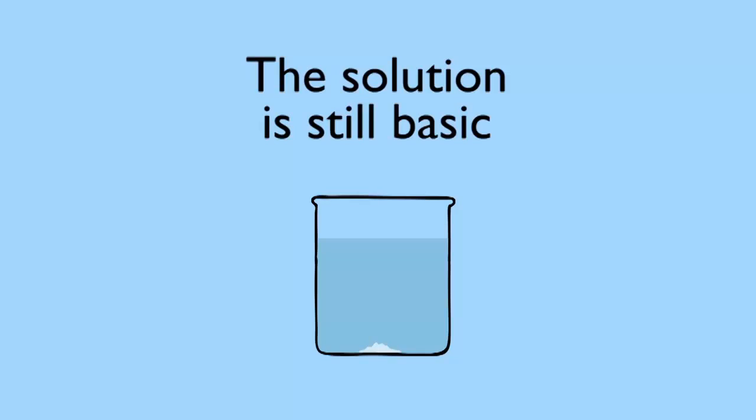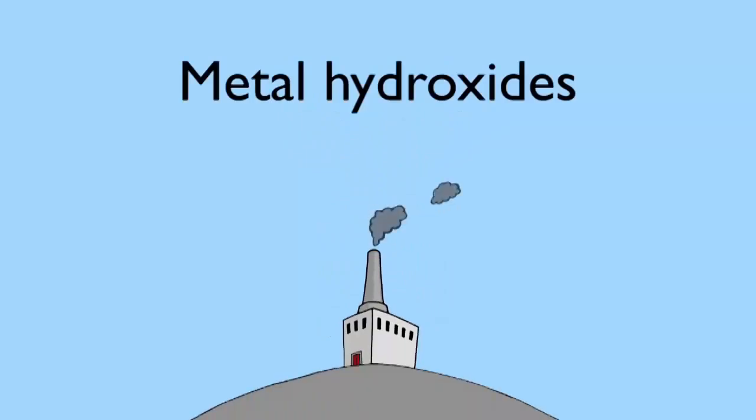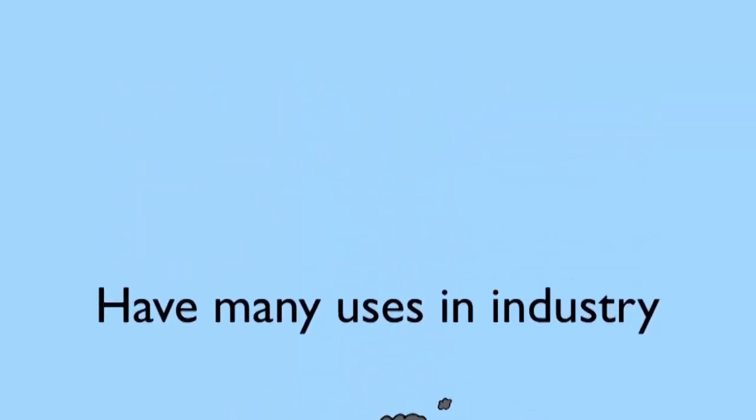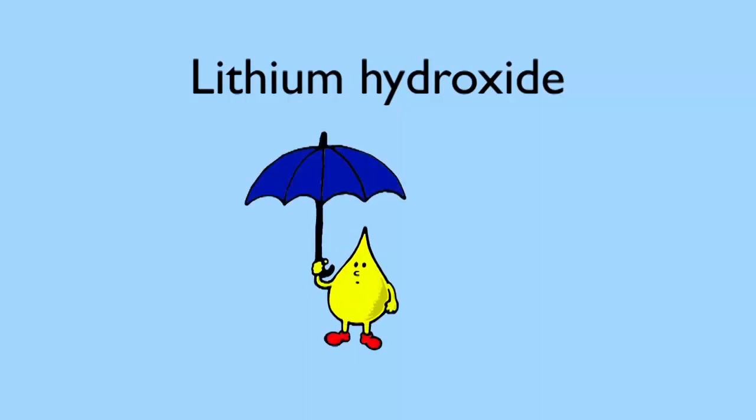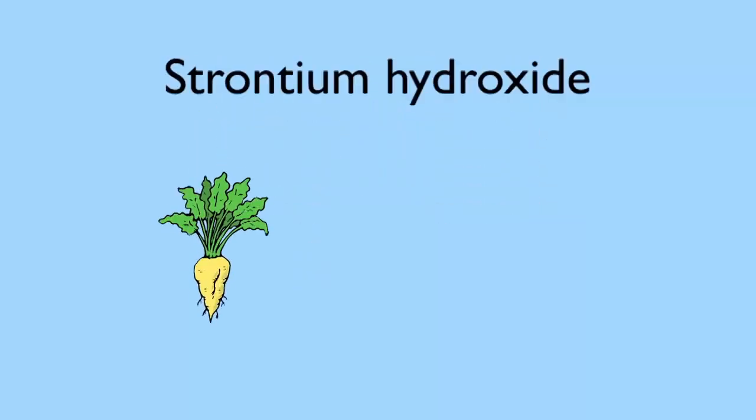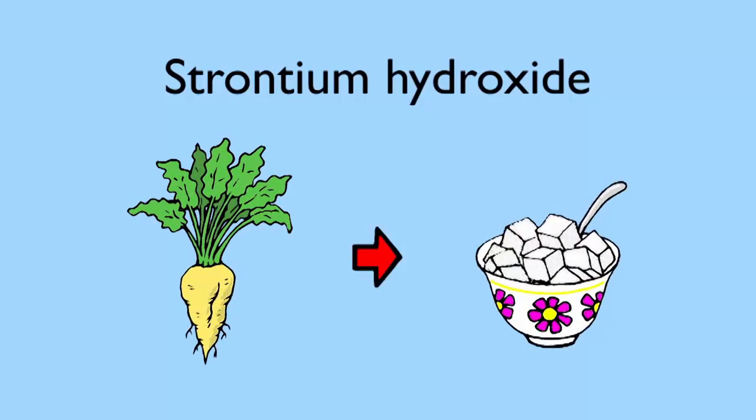The solid hydroxide often forms as a protective layer on the surface of the metal itself and slows down the reaction. But the solution will still be basic, as at least a few free OH- ions are present. Metal hydroxides have many uses in industry. Lithium hydroxide is used to make a highly water-repellent grease. Strontium hydroxide plays a role in the manufacture of table sugar from the sugar beet crop.